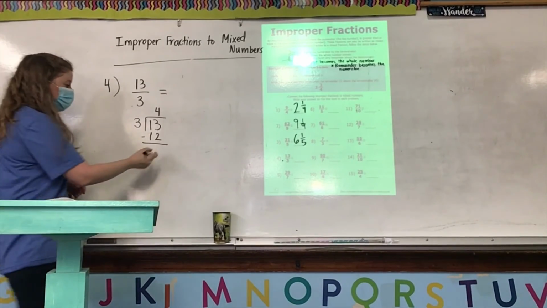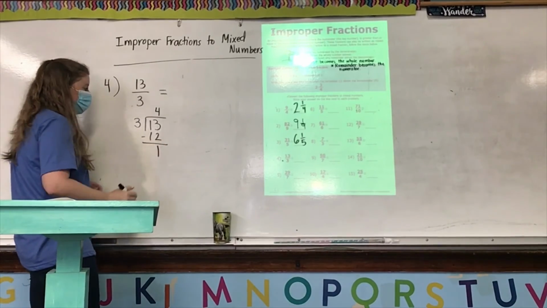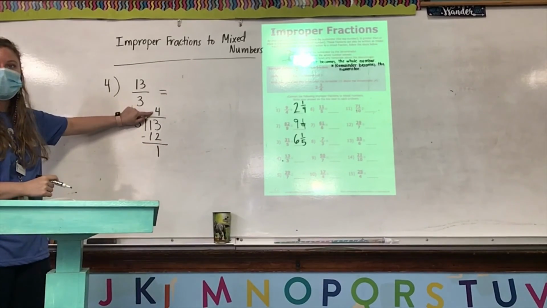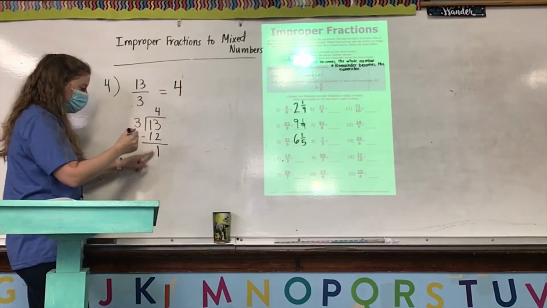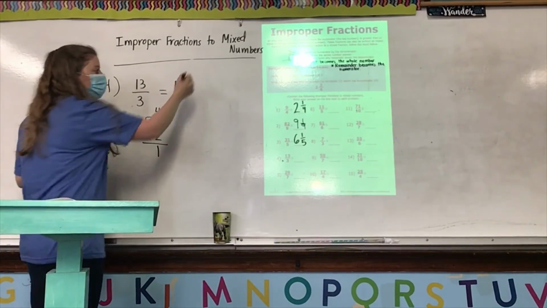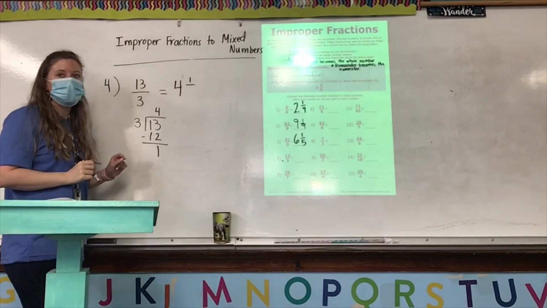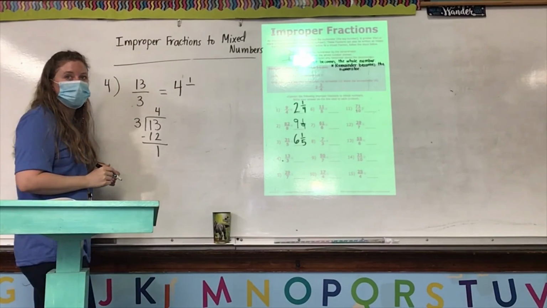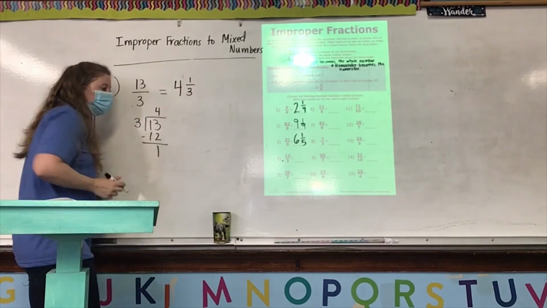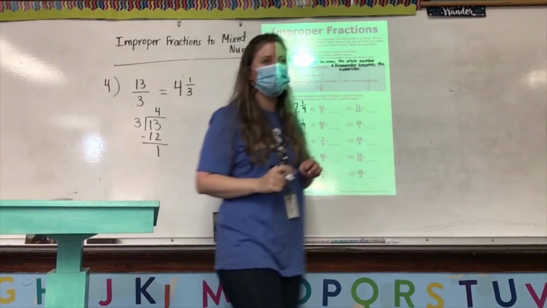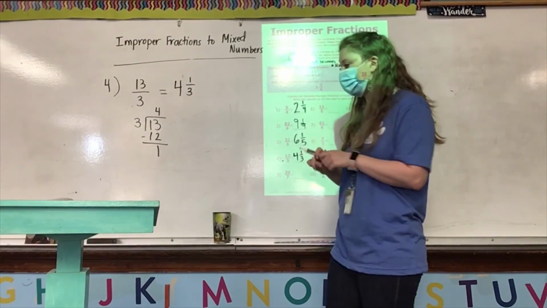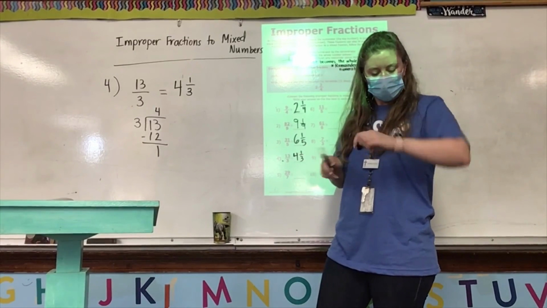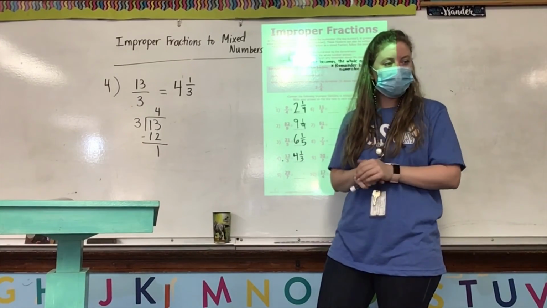Lena, 13 minus 12 is 1. Our quotient becomes the whole number. Our remainder becomes the numerator. The denominator stays the same. So 13 thirds is equivalent to 4 and 1/3. Okay. Keep going.